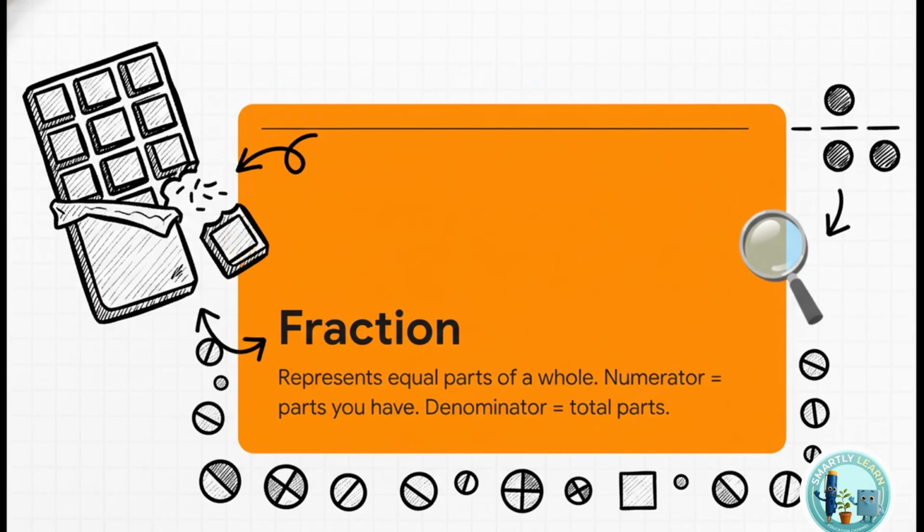Imagine you break it into 2 equal parts, and you take one of those parts. Well, you have 1 part out of a total of 2. That's 1/2. The top number, the numerator, is just how many pieces you have, and the bottom number, the denominator, is how many pieces make up the entire bar. That's it. That's a fraction.